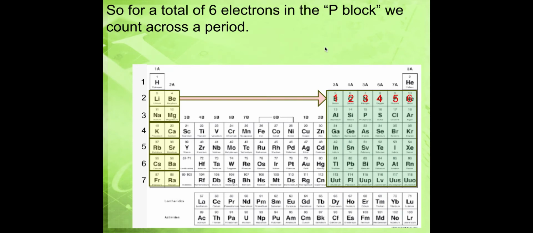Again, it takes 6 electrons. 1, 2, 3, 4, 5, 6. Okay, so we begin, those numbers will now begin to make sense. Remember I said there are 2 groups in the s block. The s block takes only 2 electrons. There are 6 groups in the p block. The p block only takes 6 electrons.